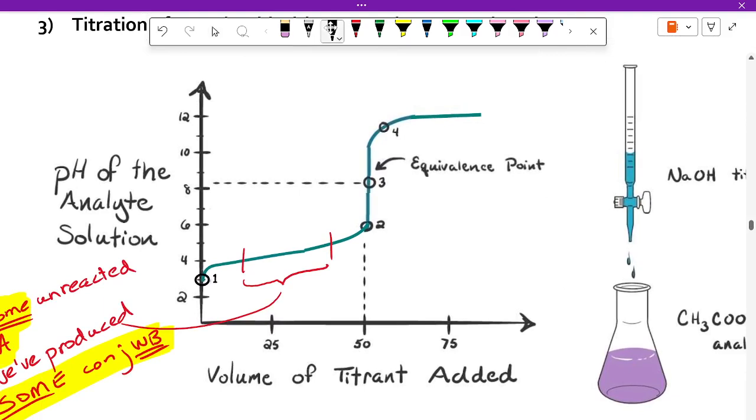So this area right here is called the buffer region, because we have made a buffer solution by adding some strong base to the weak acid. That was that alternate method of making a buffer, if you recall. Okay.